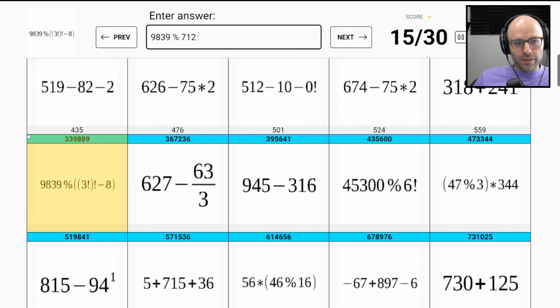I'm a little lazy for this answer, honestly. 7 going into... I'm just... Fuck you. 63 over 3 is 21. This is 606. 627 minus 21.